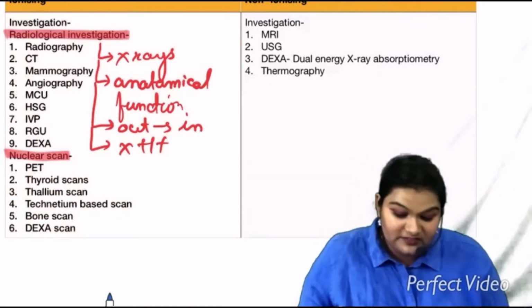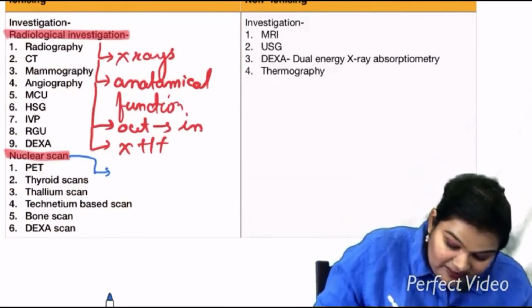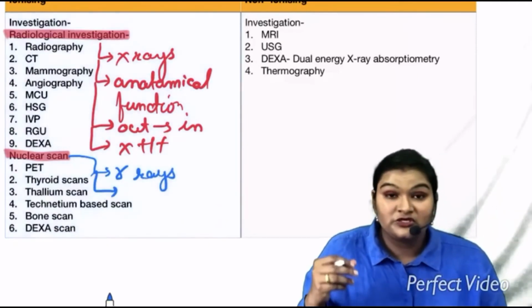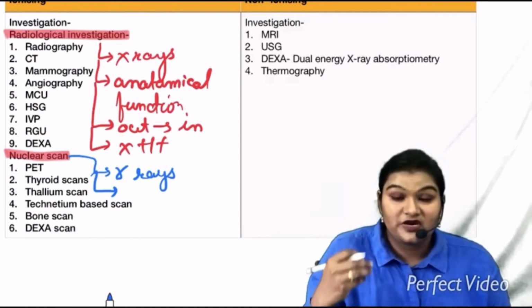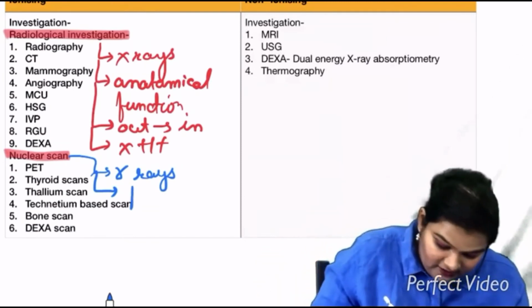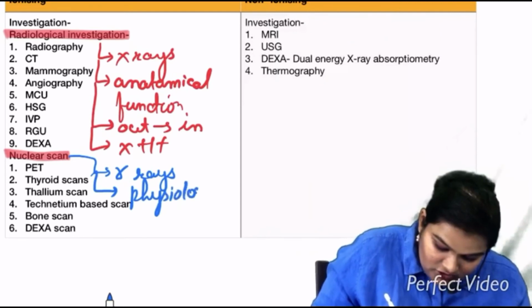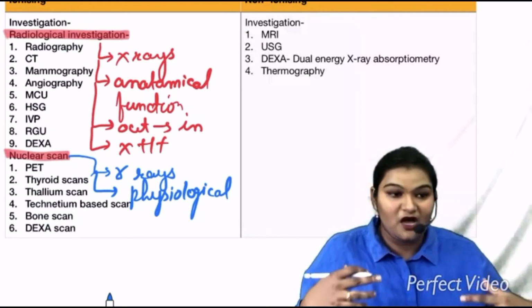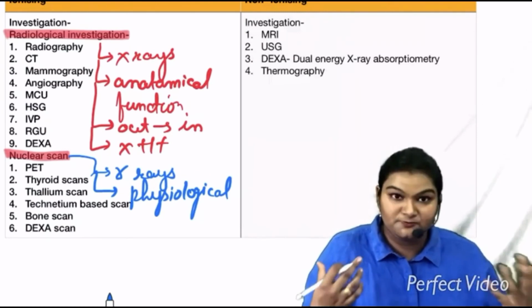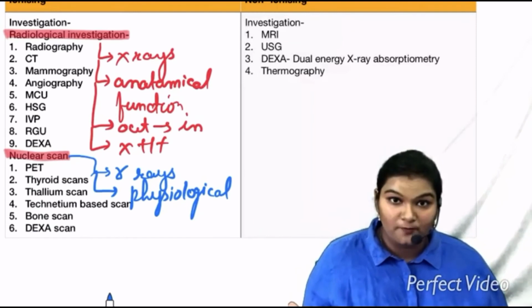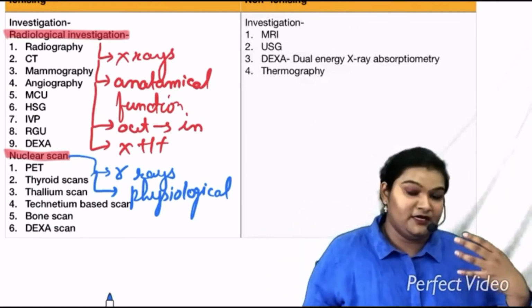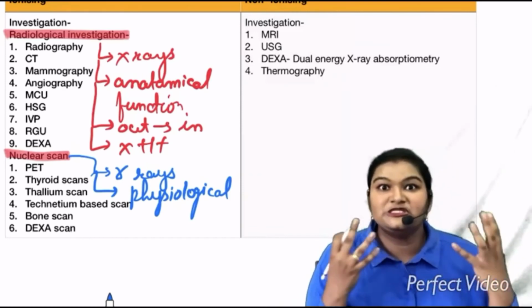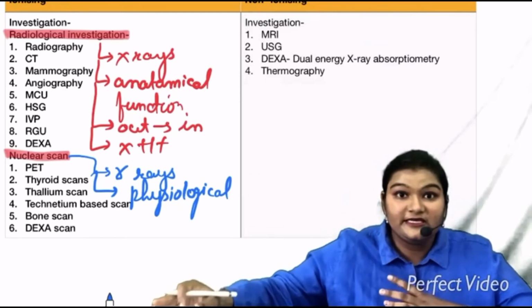Okay. Now let us move towards the nuclear scan. Here gamma rays are used, and they are used for studying the physiological function of the body. What is studied in the physiological function? Whether the hormones are secreted properly, whether the bone mineralization is proper or not, whether the organ is functioning properly or not, whether there is any tumor, any changes in the blood, any changes in the liver, or any enzymatic changes in the liver. All these are studied under the nuclear scan.